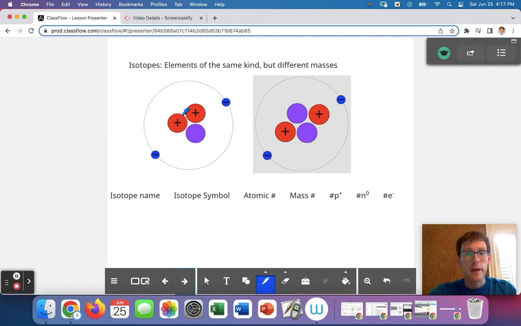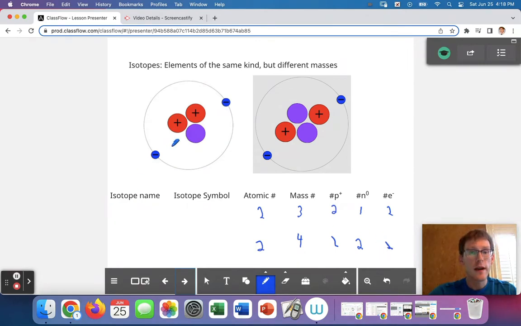If we look on the left, well, there are two protons. On the right, there are also two protons. So actually, both of these will be helium. The atomic number and the number of protons are going to be the same in both. However, what differs is that the mass number of the atom on the left is going to be 3 because there are 3 particles in the nucleus: 2 protons and 1 neutron. For the atom on the right, it has 2 neutrons and it has a mass number of 4. Both of them have 2 electrons, as we can see.